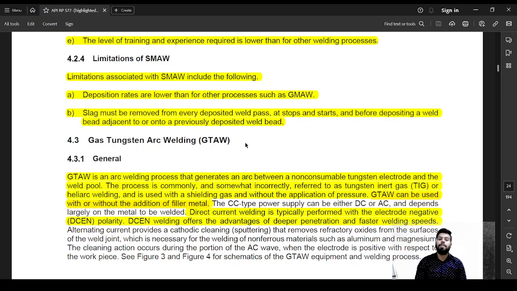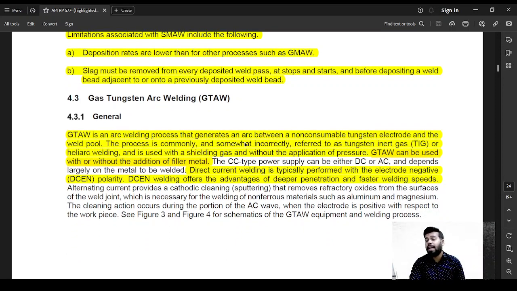The slag must be removed from every deposited weld, at the starts and stops, before depositing the adjacent bead or onto a previously deposited bead. If you don't do this, then you might get slag inclusion.